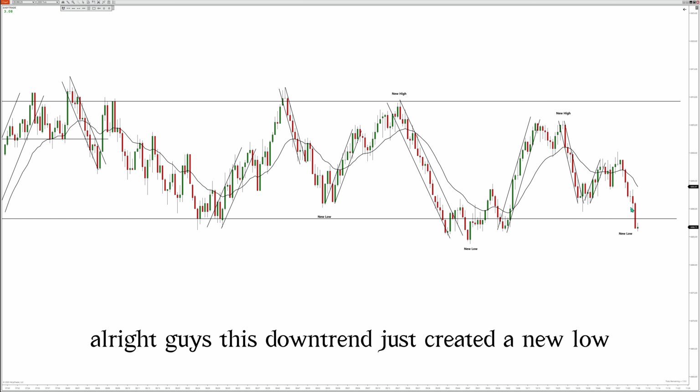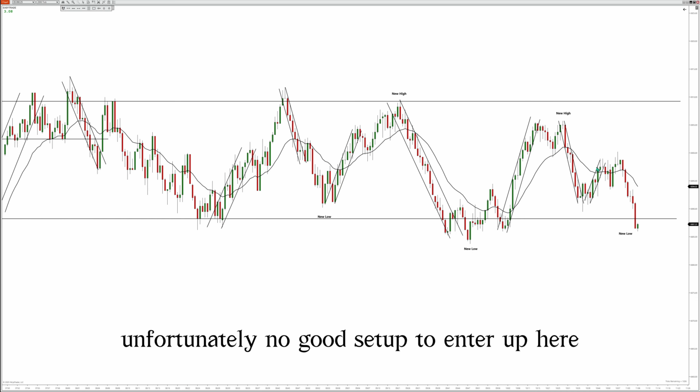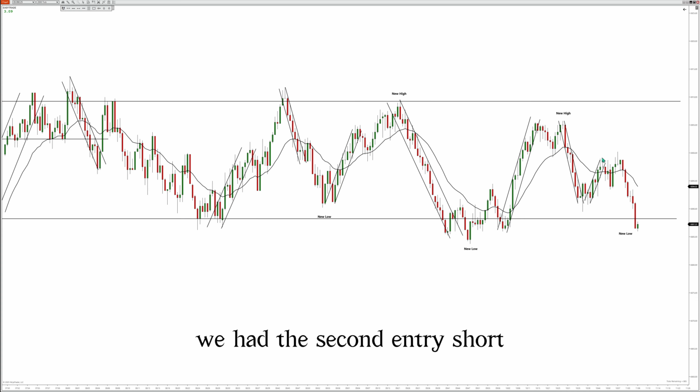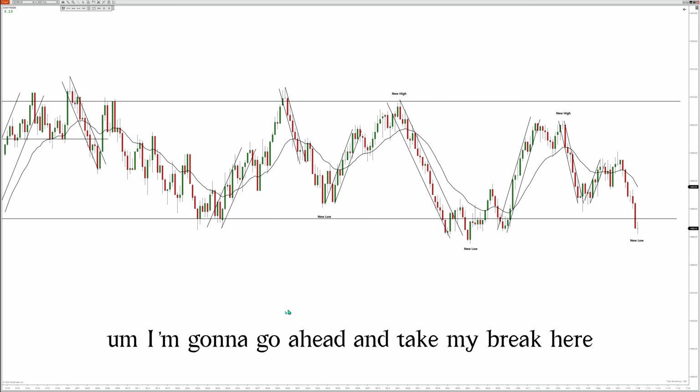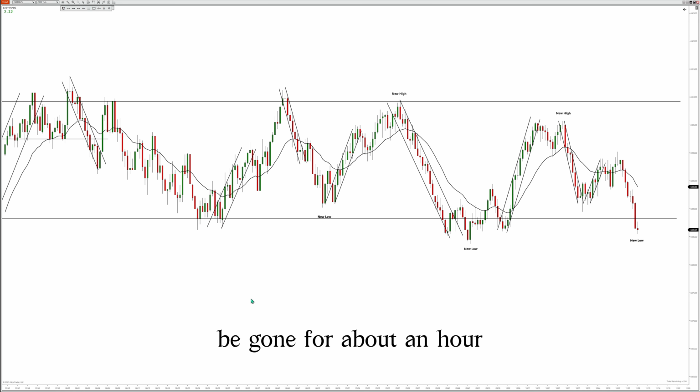All right, guys, this downtrend just created a new low. Unfortunately, no good setup to enter up here. We had the second entry short. Oh, actually, it's a third entry short. So yeah, no setup, unfortunately. I'm gonna go ahead and take my break here. I'll be gone for about an hour, and we'll see what the market's done.